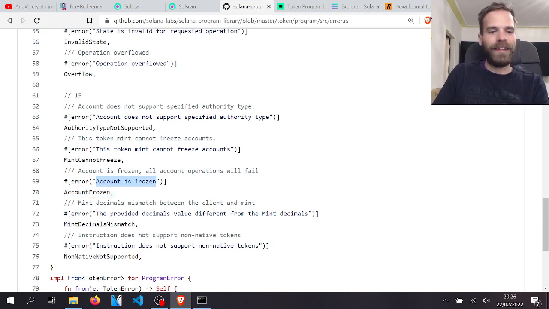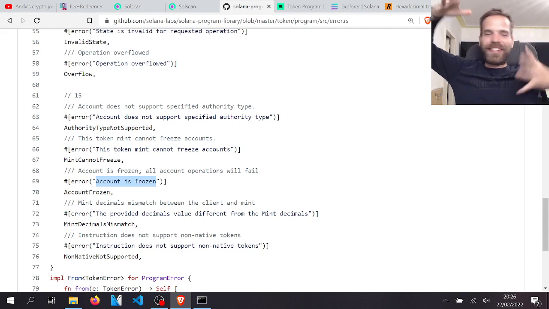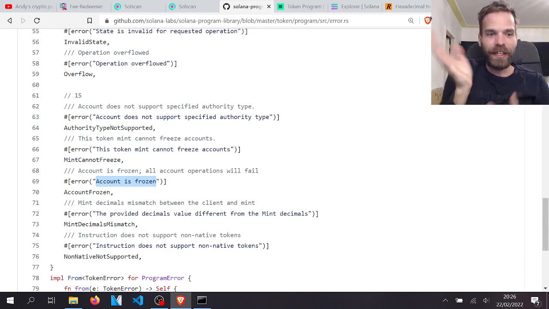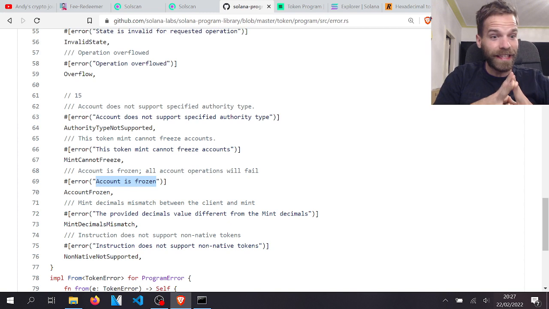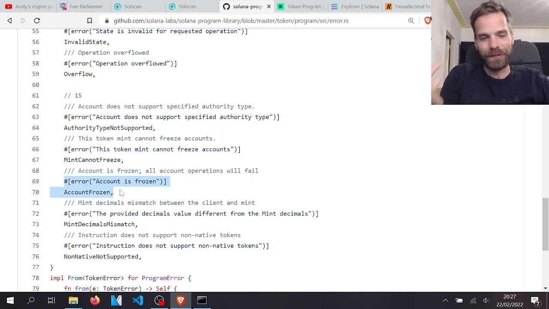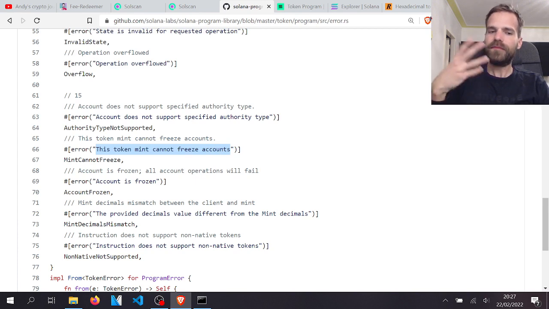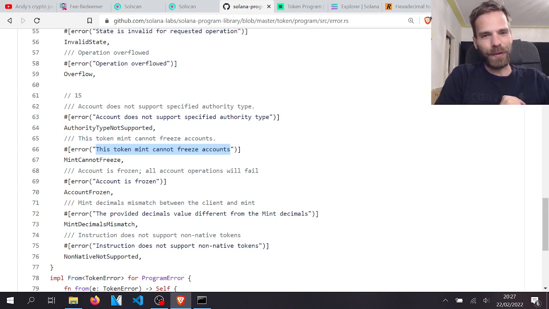Account is frozen. Well, okay, that is a much cleaner, nicer error message here that also makes perfect sense. We cannot send because the account is frozen. That's how you get to your real error messages. Convert them to decimal. Which also means the 0x10, so 0x10 is 16, which is this one. This token mint cannot freeze accounts. It's a much better description of the actual error that we had.